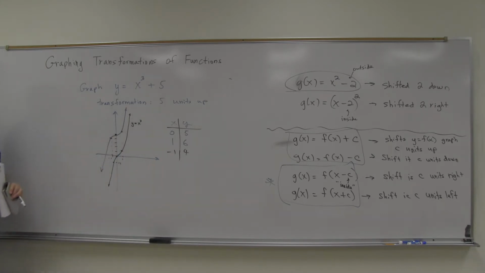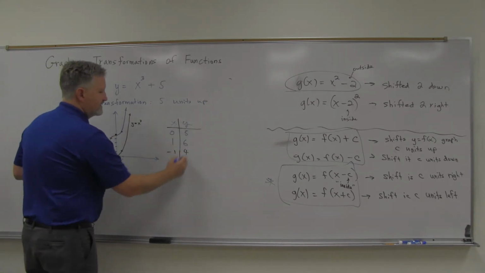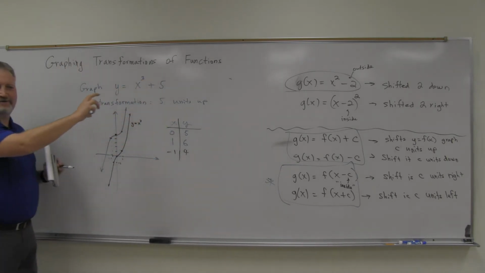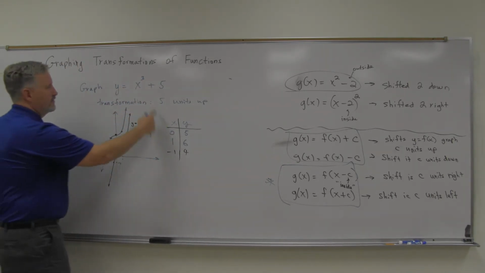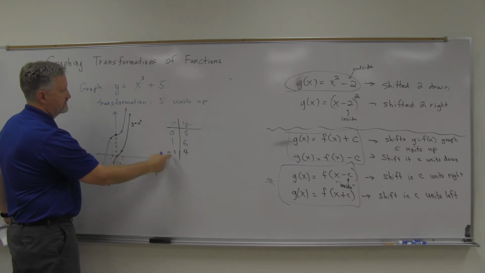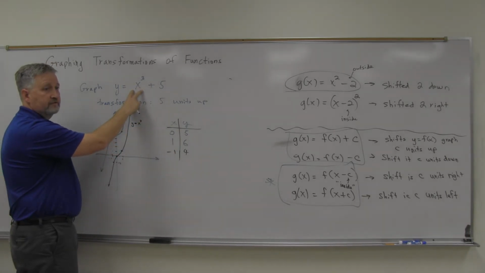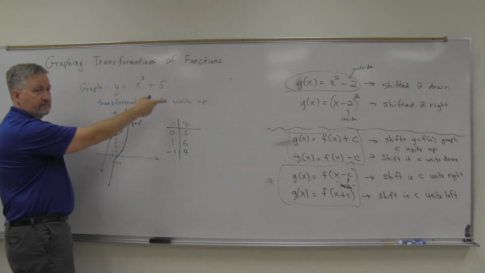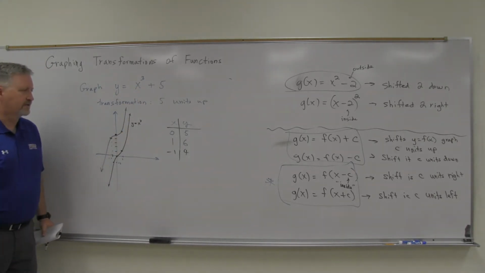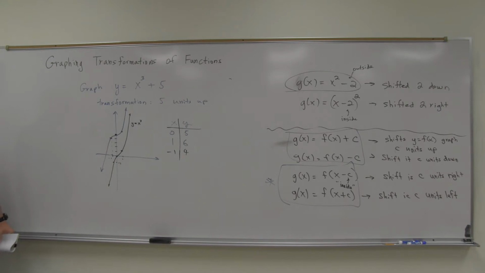And you get more points if you want here. And then, of course, these points too, you can go back to the original equation and verify this. 0 does give you 5, 1 does give you 6, and -1 gives me 4, because -1 cubed is -1, so -1 plus 5 gives me 4. Anyway, that's what x cubed plus 5 would look like. It's the x cubed graph up 5.